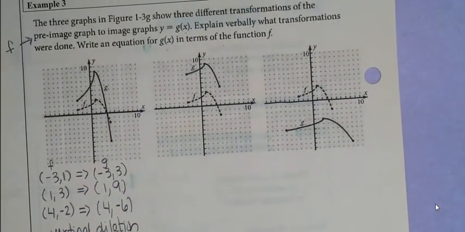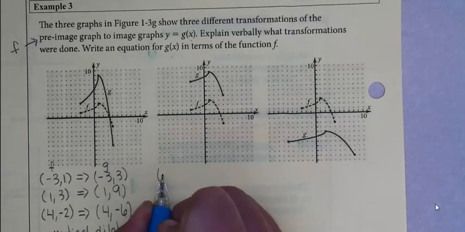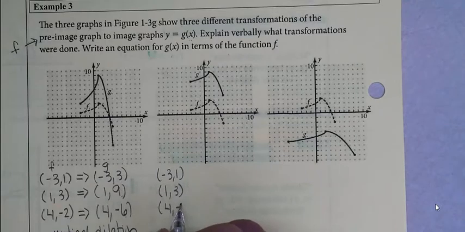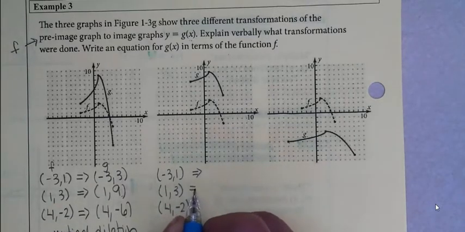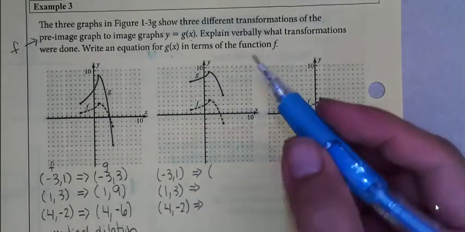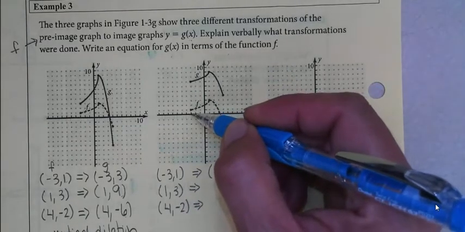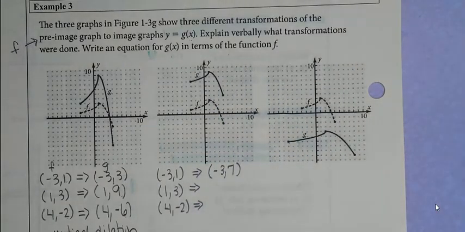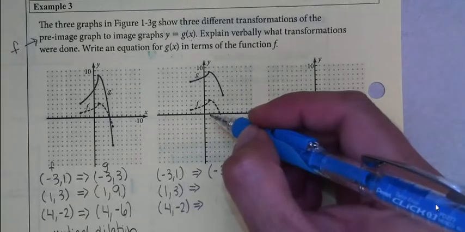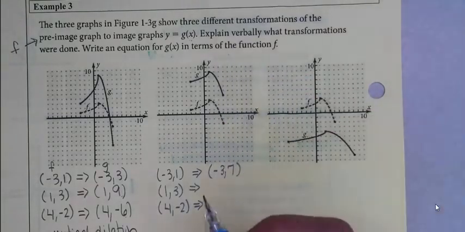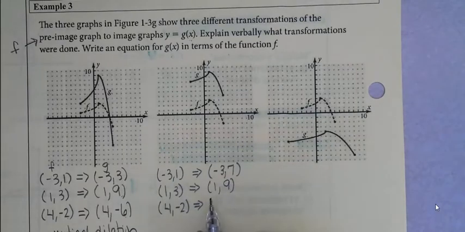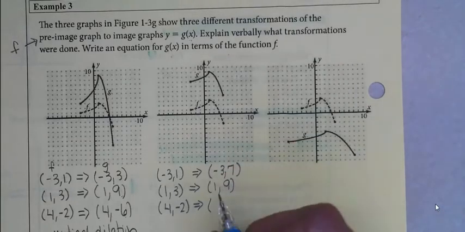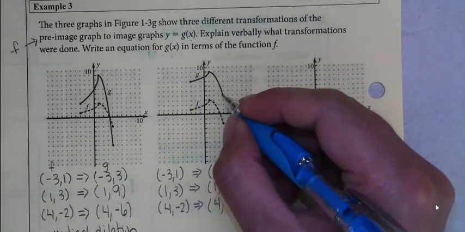Okay, moving on to the next one. So I'm going to do the same thing. I'm going to write down my 3 original points. So -3, 1, 1, 3, and 4, -2. And then I'm going to write down my transformed points. So -3, -1 becomes -3, 7. 1, 3 becomes 1, 9. And 4, -2 is still 4 for the input, but it's up to 4 for the output.